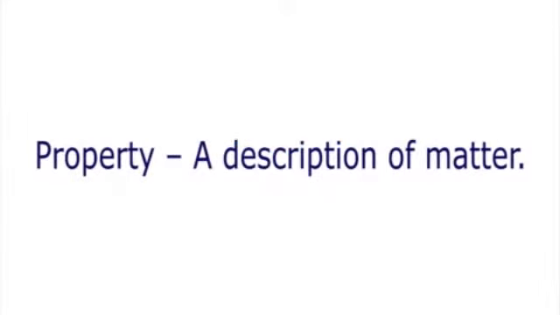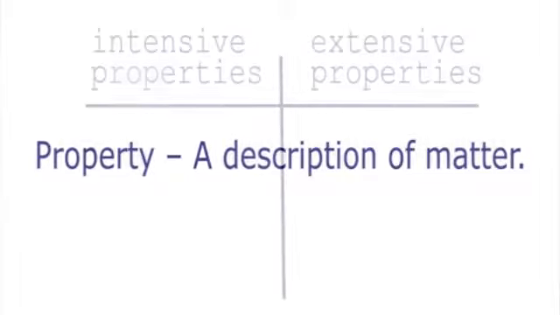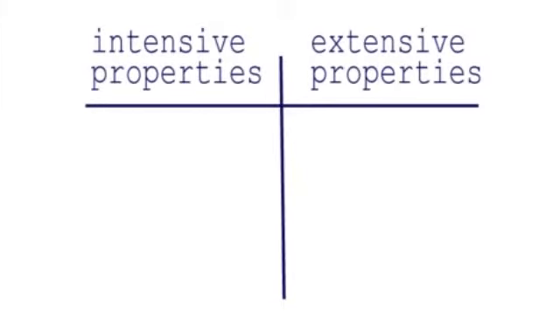A property is a description of matter. Let's take a look at that definition. Properties of matter can be divided into two categories: intensive and extensive properties. Hey, don't tune out just yet. Let's think about the pond again.